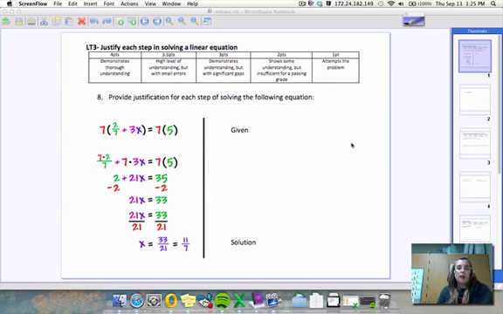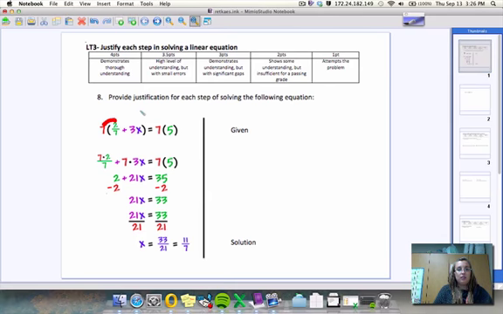So this learning target 3 is about justifying each step in a linear equation as you solve. So this row right here is given, so you don't have to do anything for that row. But then right here it wants to know what property means that you're going to take this 7 and multiply it by every term inside the parentheses.